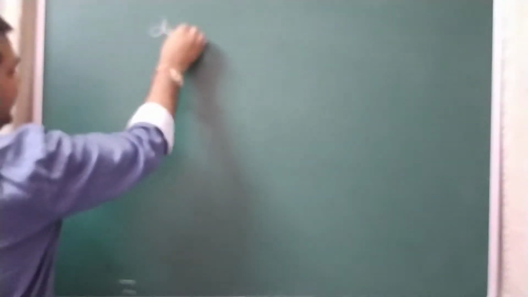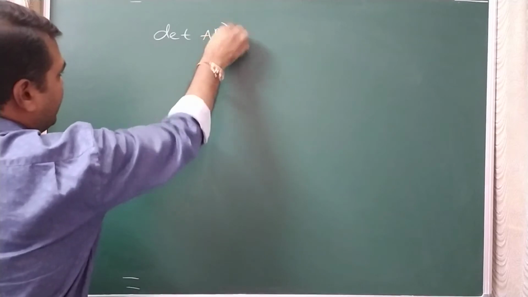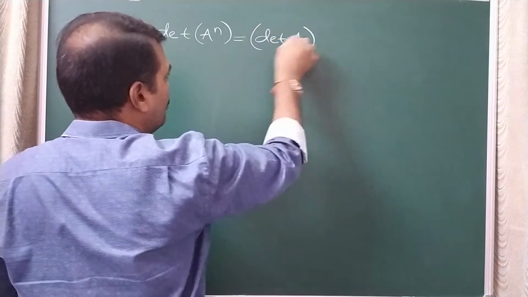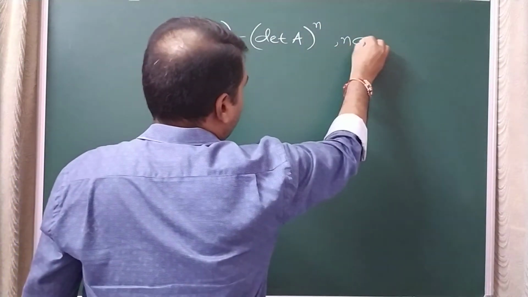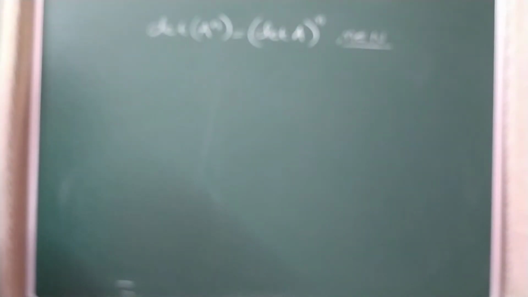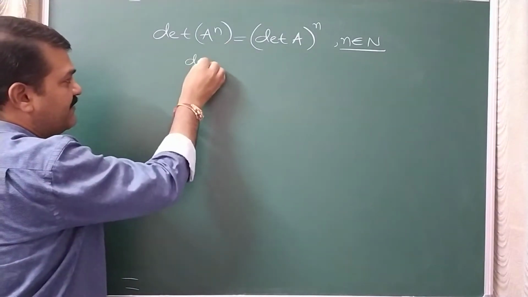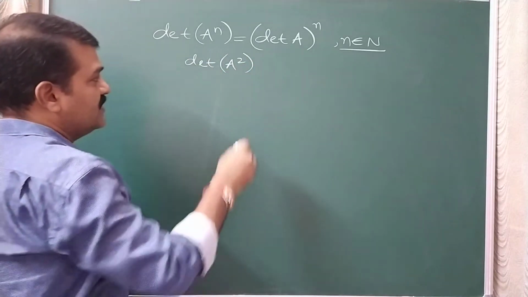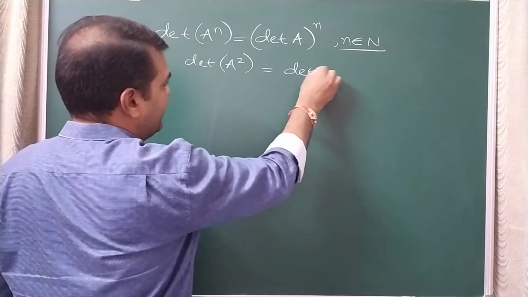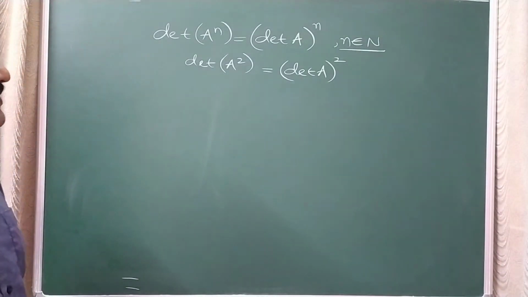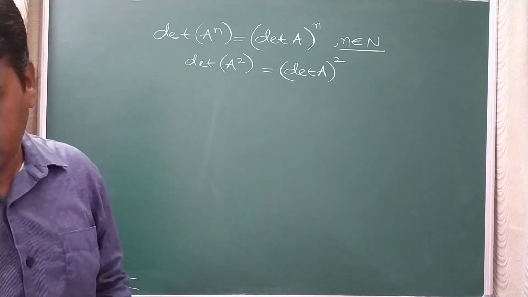So one more simple property. Determinant of A power n is the same as det A whole power n, where n is some natural number. So for example, if you have the determinant of A square and you want to find this, then you can find det A and square it. Both will be the same.